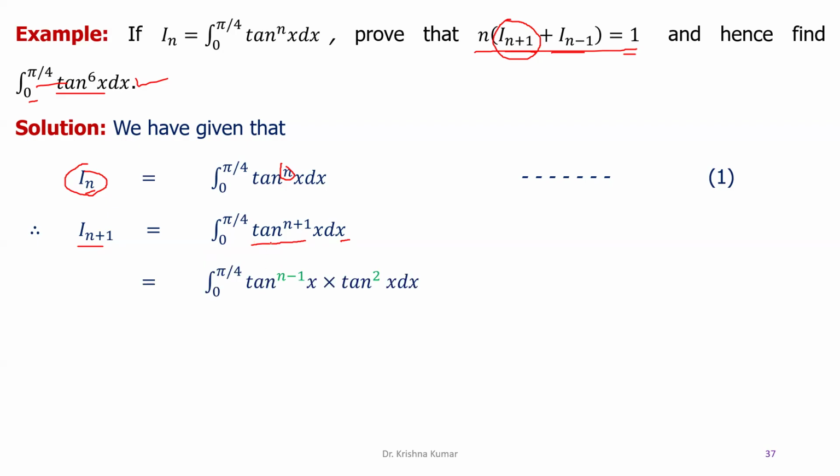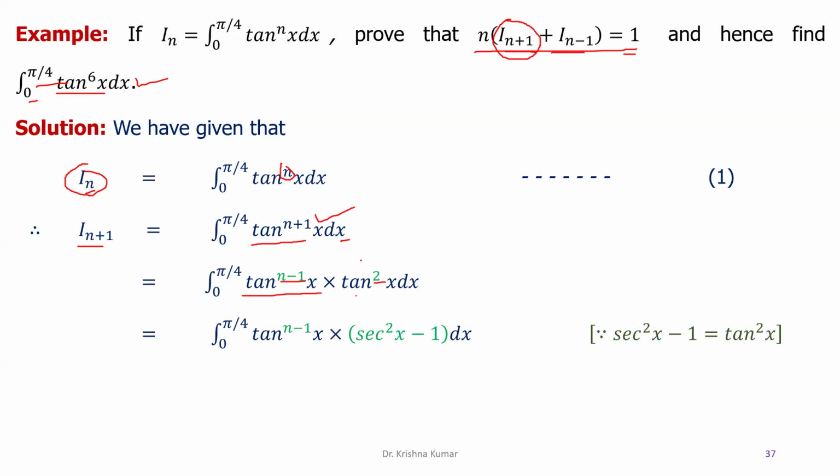Now we can again break it. We have already seen in the reduction formula of tan to the power n x that we have to break it into two parts, one is the n minus 1 part and another is the 2. So n minus 1 plus 2 is nothing but n plus 1. Hence tan to the power n plus 1 x dx can be written as tan to the power n minus 1 x into tan square x dx.